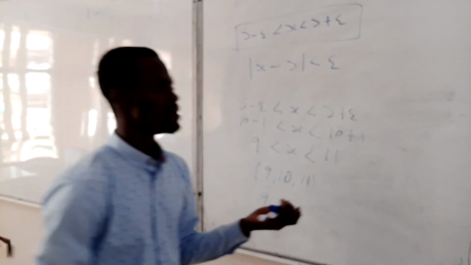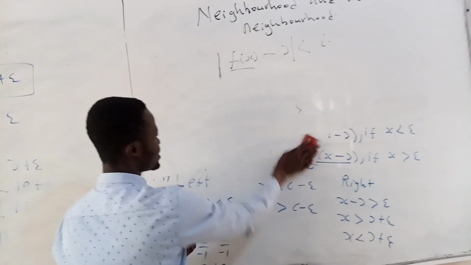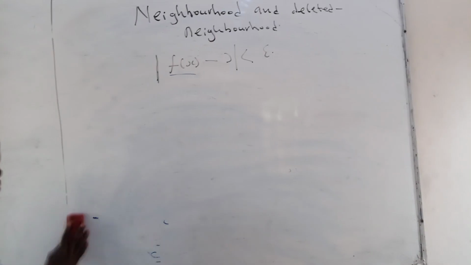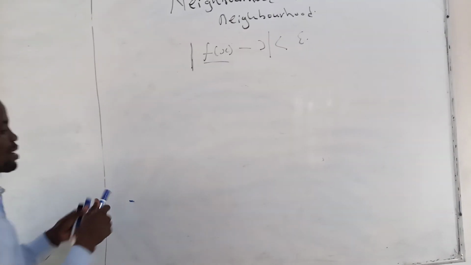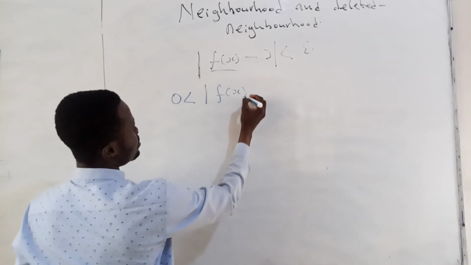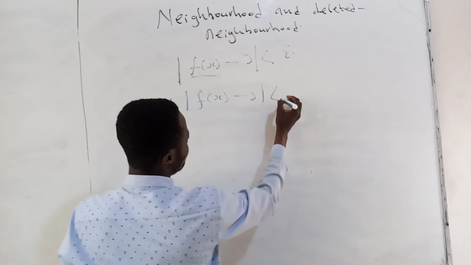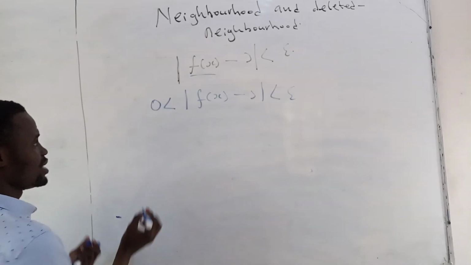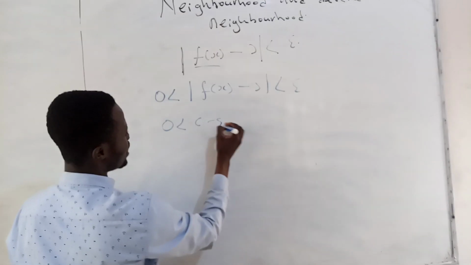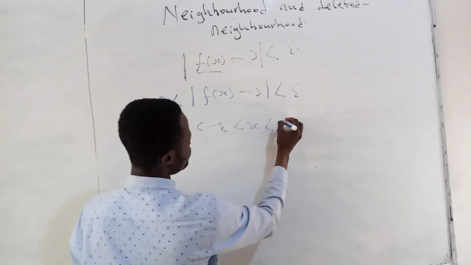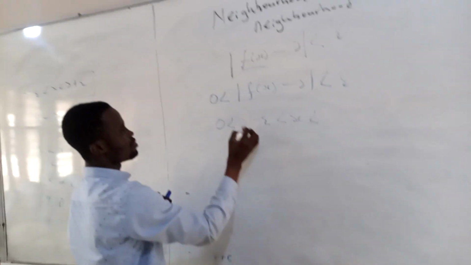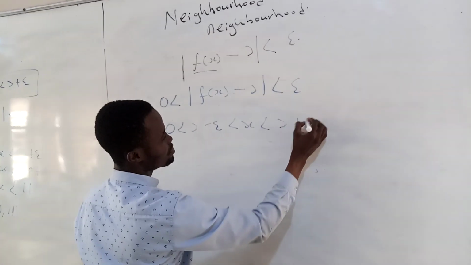For the deleted neighborhood, it's the same thing, but you're going to do something strange over here. Here, in the neighborhood, you're going to get 0 less than the absolute value of x minus a less than a. So in the general formula, you're going to get something like a minus a less than x less than a plus a.